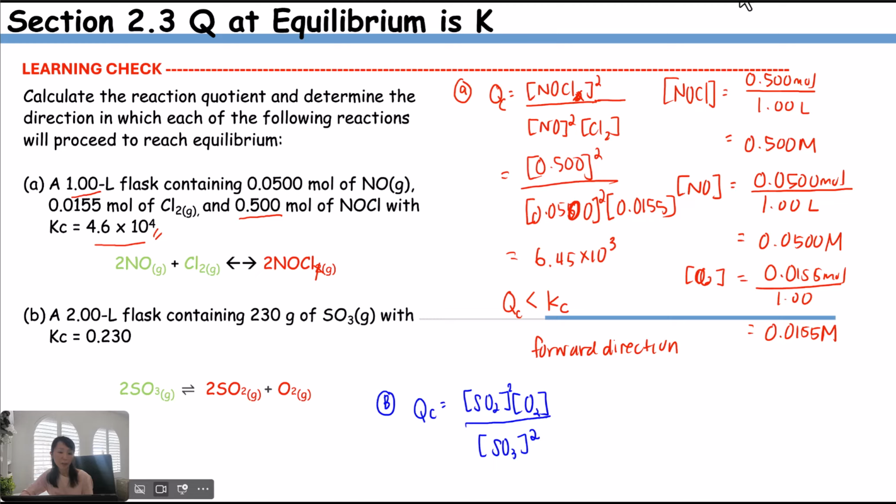So for part B, you'll notice that there is only reactant. There's only reactant present, and that's the only information it's given. So even if you try to solve for molarity, it really doesn't matter because I don't have any products. So my Qc here is going to be 0. And so therefore, because Qc is 0, Qc is less than Kc. So therefore, this is also going into the forward direction.